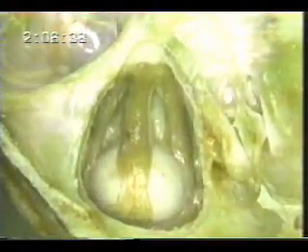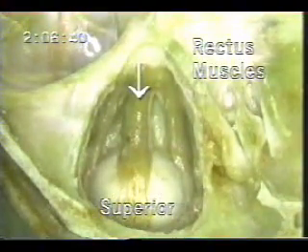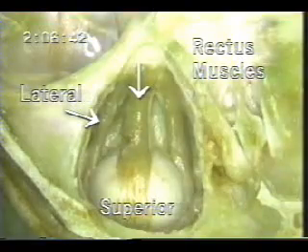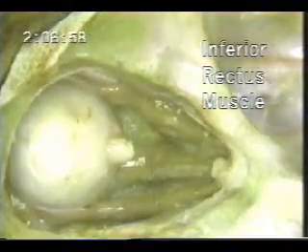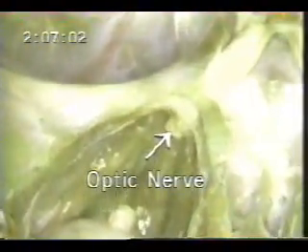Here are 3 of the rectus muscles: superior, lateral, and medial. To see the inferior rectus, we'll remove the superior rectus, the optic nerve, and the rest of the orbital fat. Here's the inferior rectus muscle. Between the origins of the rectus muscles, the optic nerve emerges.